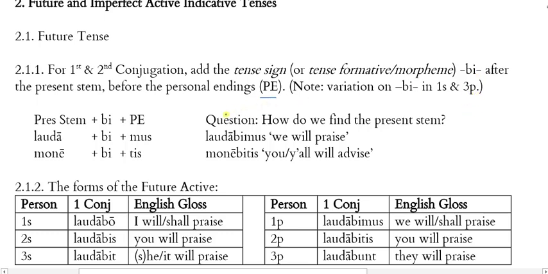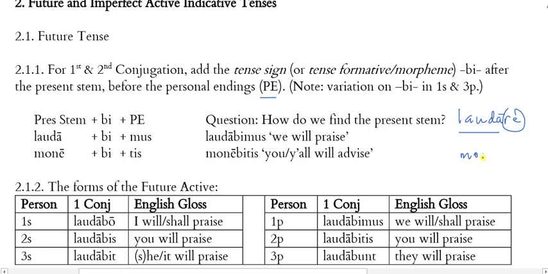Okay, so just as an example, we want to lay it out schematically here. Present stem, and then we're adding -bi, and then personal endings after the tense sign for future. Now here's a question that we want to ask ourselves. How do we find the present stem? The present stem is found by going to the second principal part. Remember, laudare is the infinitive. That's the second principal part. And we chop off the -re ending, and what's left is the present stem, lauda. And so we're going to use that.